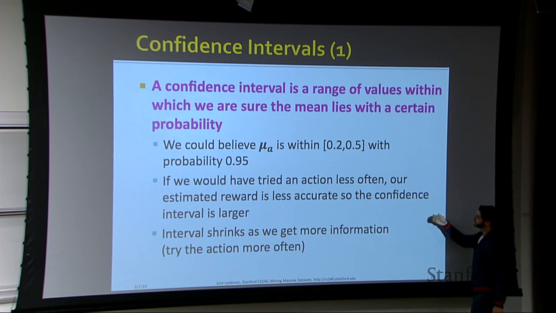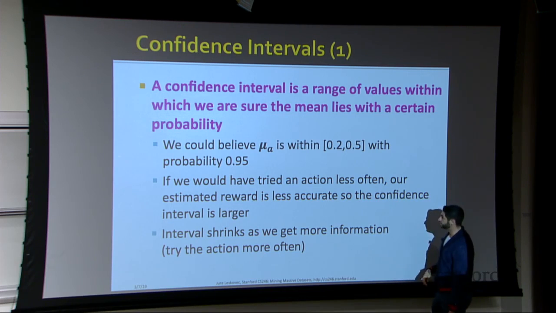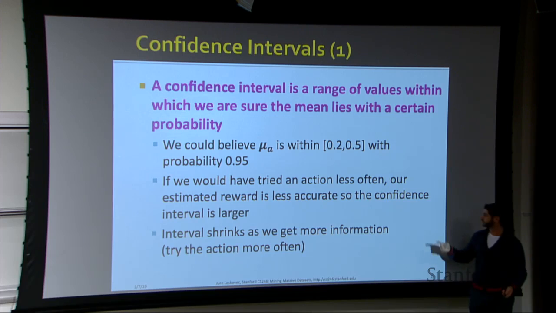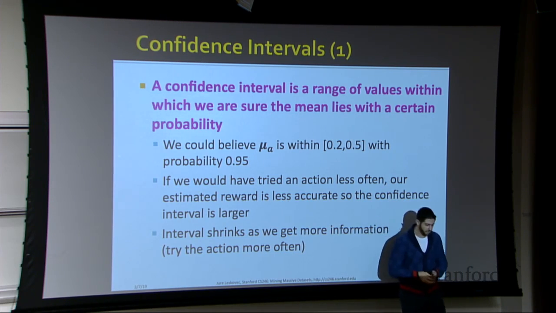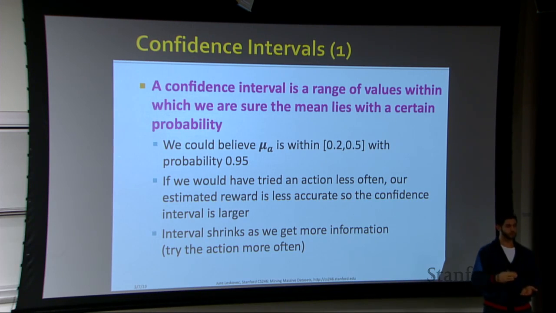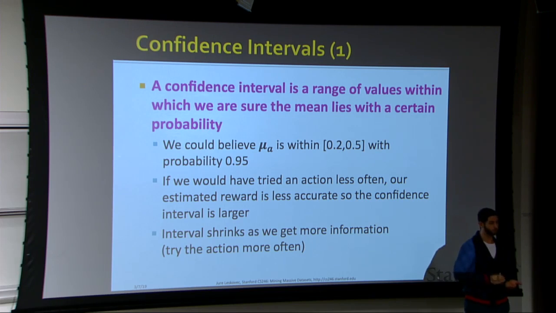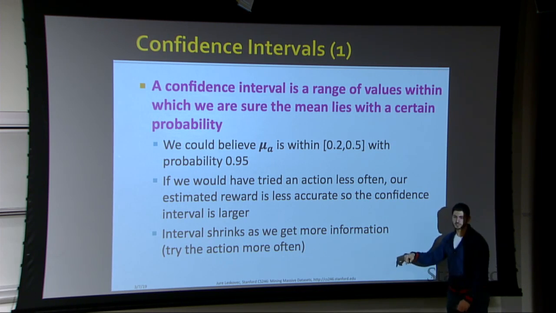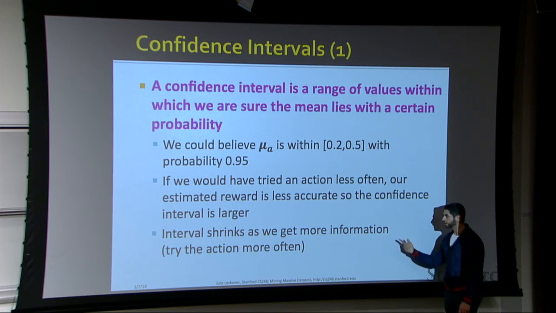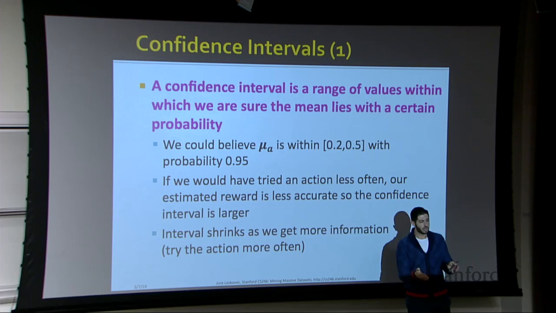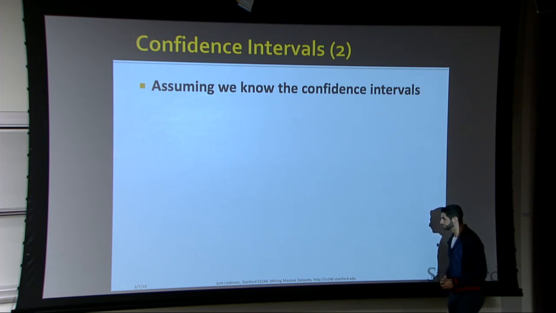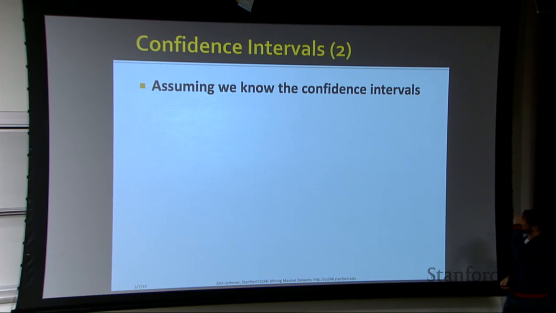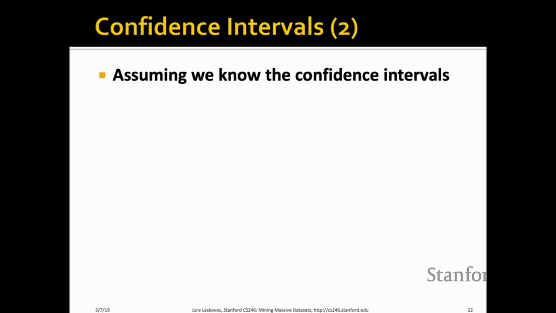And if we try to draw that arm less often, then our estimate will be less accurate, and therefore the confidence interval will be much larger. So the intuition here is, if you didn't pull the arm very often, then even if the estimate is very low, there is still potential in that arm. You don't know if eventually it's going to be giving you a higher payoff. Conversely, the more information you gather about an arm, the more the interval will shrink. So after many rounds, you will be confident about the probability distribution assigned to that arm. Okay, so how do we use this information to get better results?